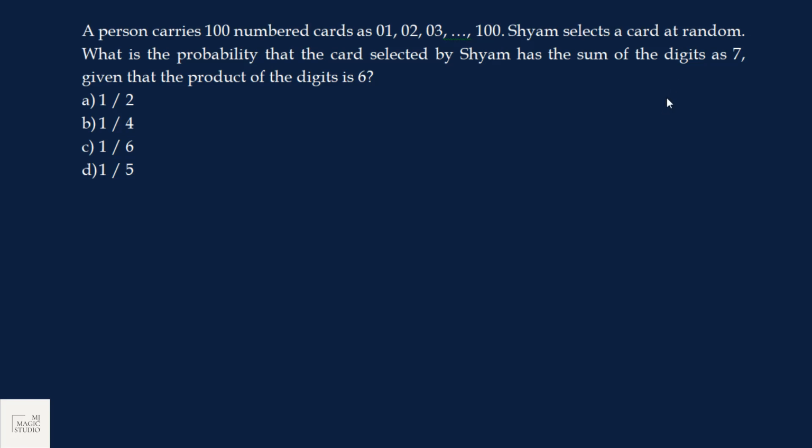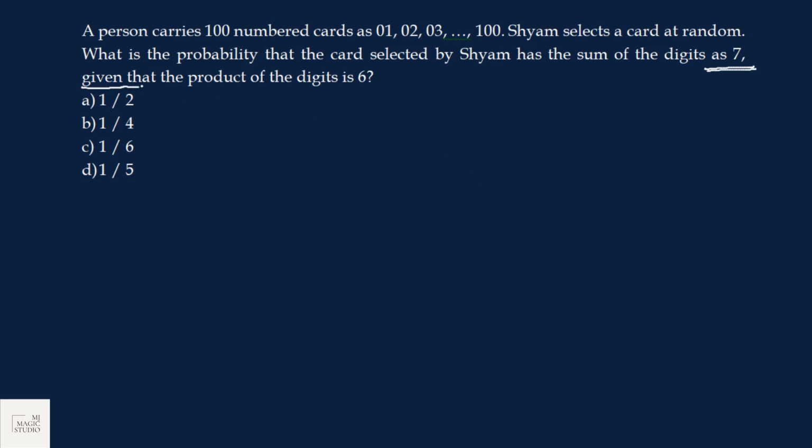Okay, one more from probability, but this time it is conditional probability, and how to tackle questions of conditional probability without using the conditional probability theorem or formula. A person carries 100 number cards, 0, 1, 2 till 100. Shyam selects a card at random. What is the probability that the card selected by Shyam has a sum of digits as 7?